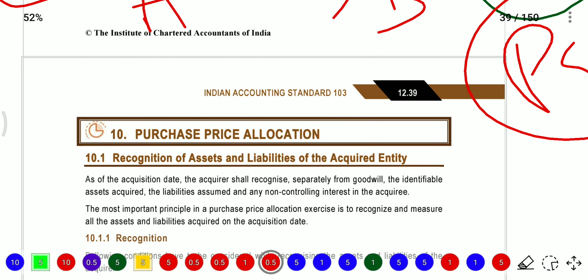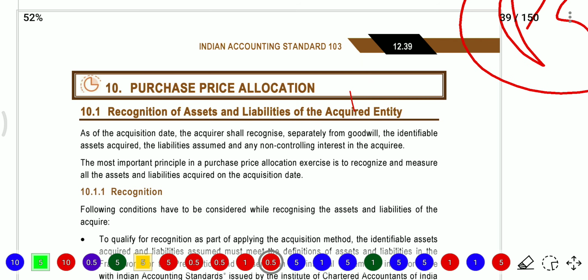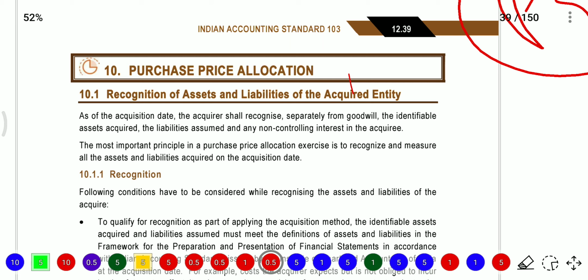Welcome friends, in continuation with last class. So in this video we are continuing Ind AS 103, that is business combination. Up to the 9th concept we have completed.